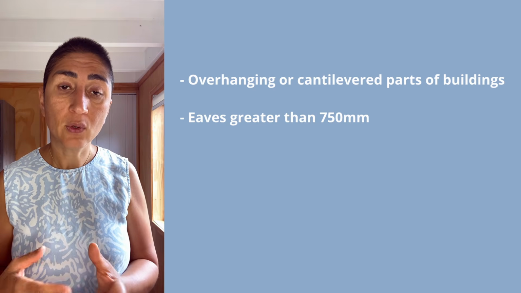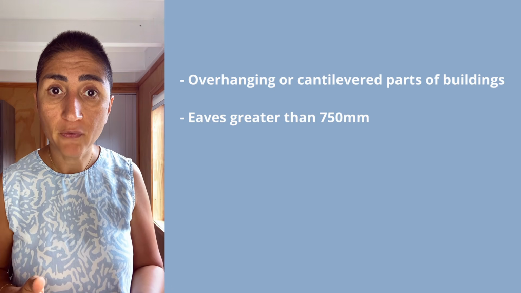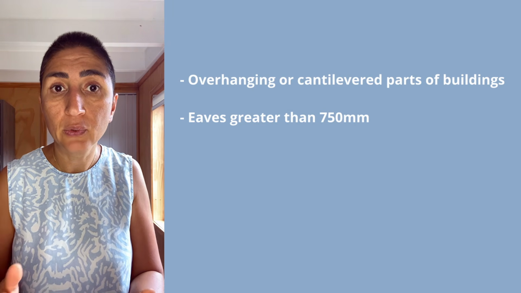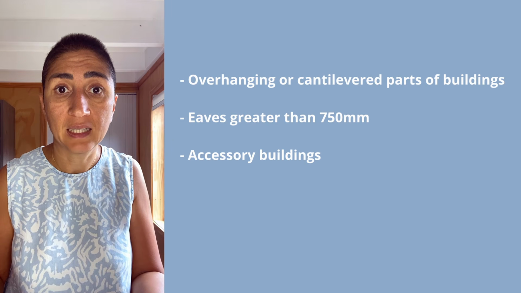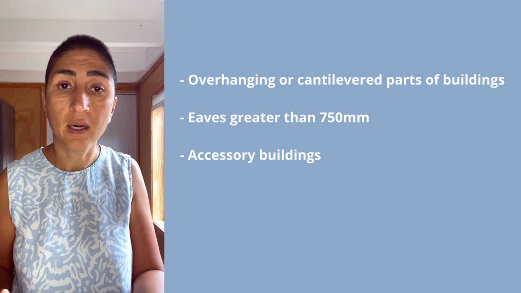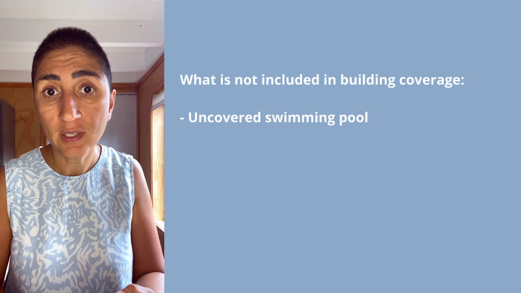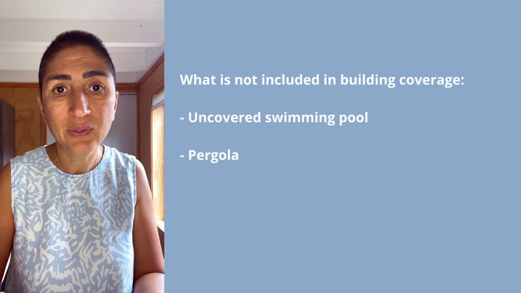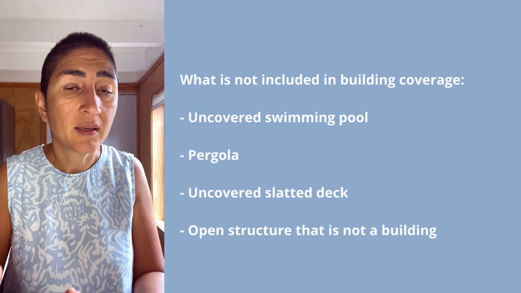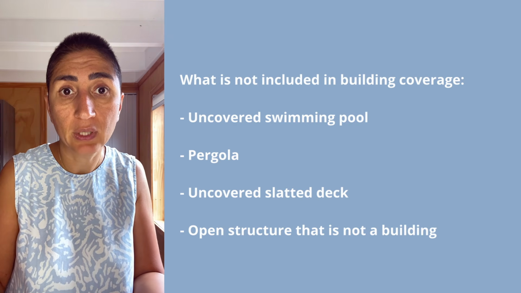Any part of eaves or spouting that projects more than 750 millimeters from the wall. So if your eaves are, for example, 600 millimeters, you don't need to include them in your building coverage. Any accessory buildings such as sleep out, garden shed, in this example the cabana and its veranda. The building coverage does not include uncovered swimming pools, pergolas, which are very similar to a veranda but don't have an actual roof, uncovered slatted deck, and any open structure that is not a building. Might be a playground for your kids, for example.